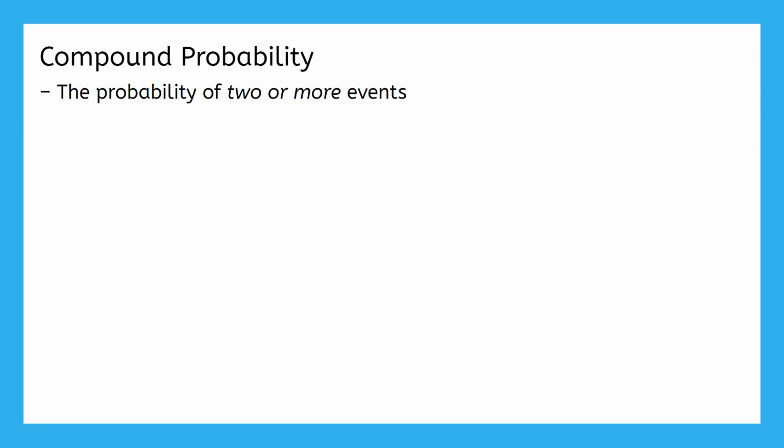The way that we calculate the compound probability of 2 events is to multiply the probability of the first event times the conditional probability of the second one, given that the first one has happened. Sometimes compound probability is called the multiplication rule of probability, since we're multiplying the probabilities of the 2 events together. Let's get a better feel for this by trying it out.